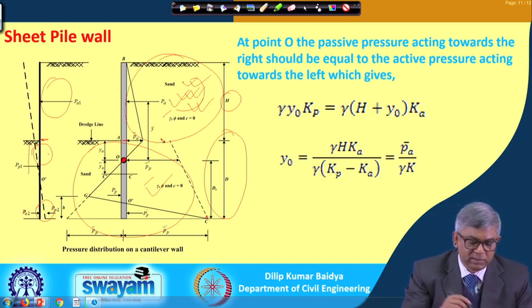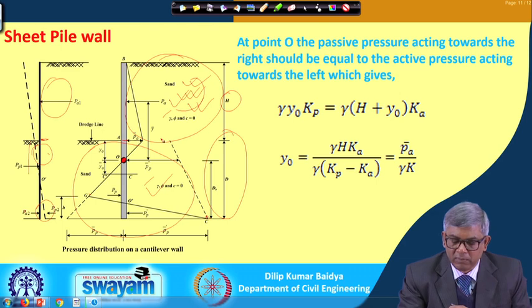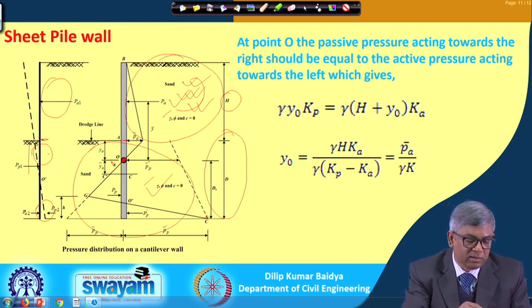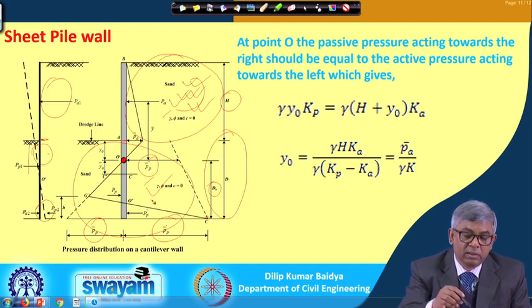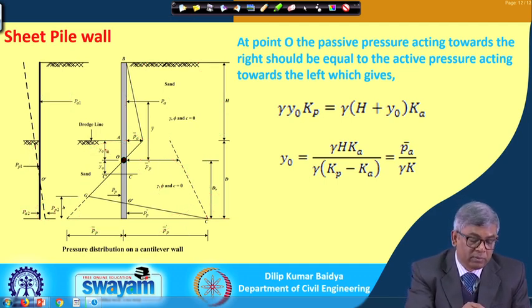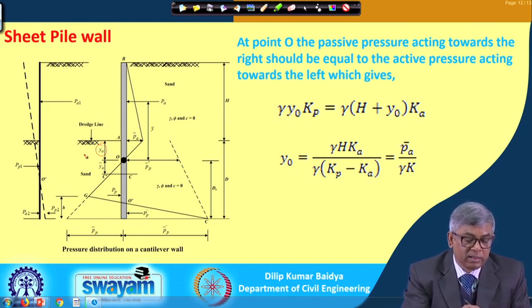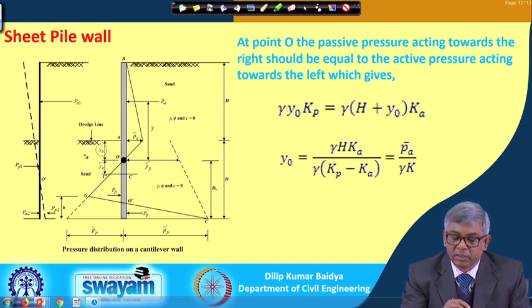So, this is the typical pressure diagram. One by one, you have to find out the different parameters. The different terms are shown here: P p double dash, P p bar, P p dash bar. These are the things we have to find out, and then based on that we can find out d naught. So, before going to d naught, let me find out y naught, where actually y naught will be.